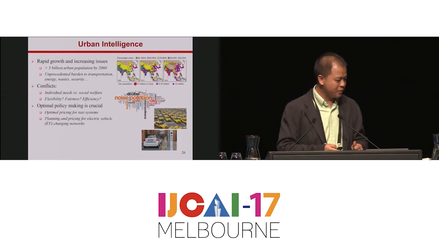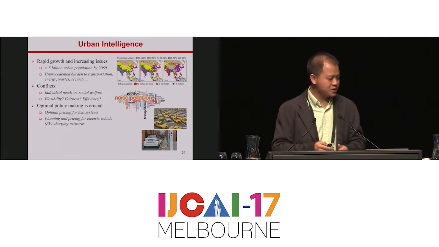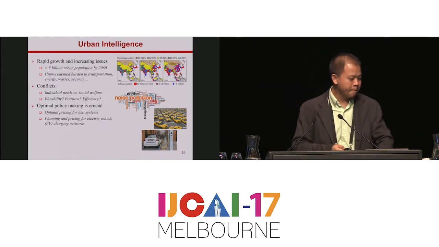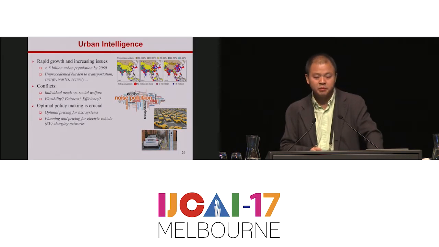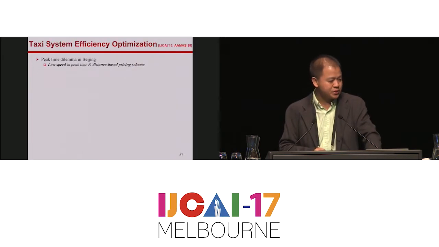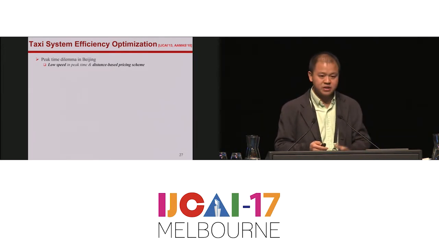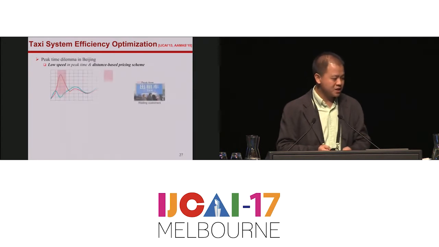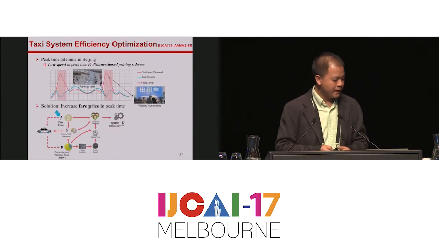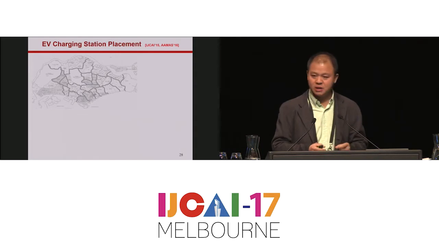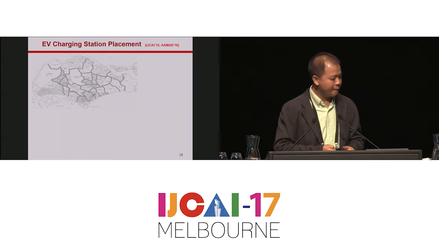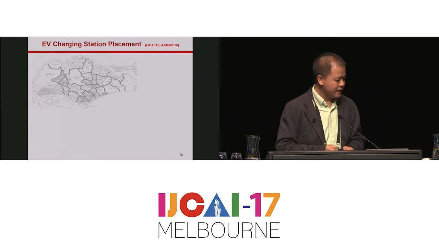I'll use the last minute to mention we also did some work on applying those ideas to compute optimal policy for the government. There are two examples. One is how to set the optimal taxi price for cities, because after the government sets the price, the taxi drivers will play some game. Another is where to set up EV charging stations, because after the government sets up EV charging stations, the drivers will play some kind of congestion game.